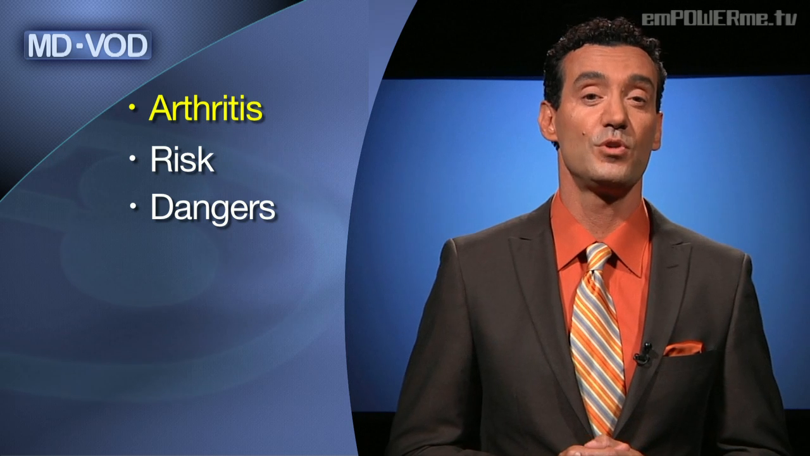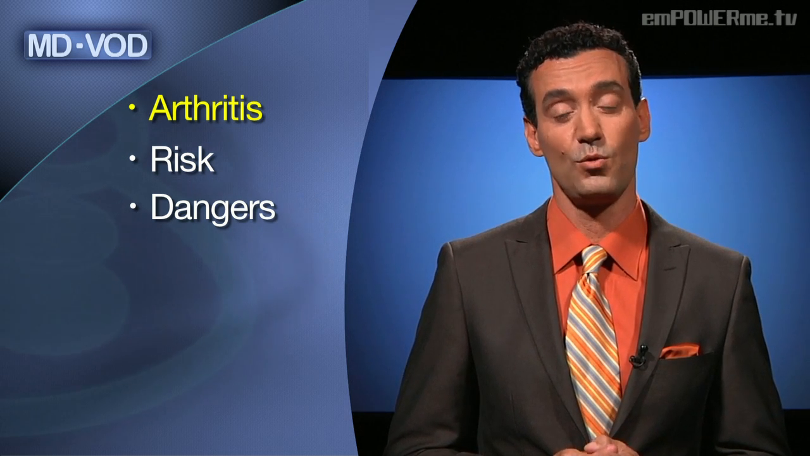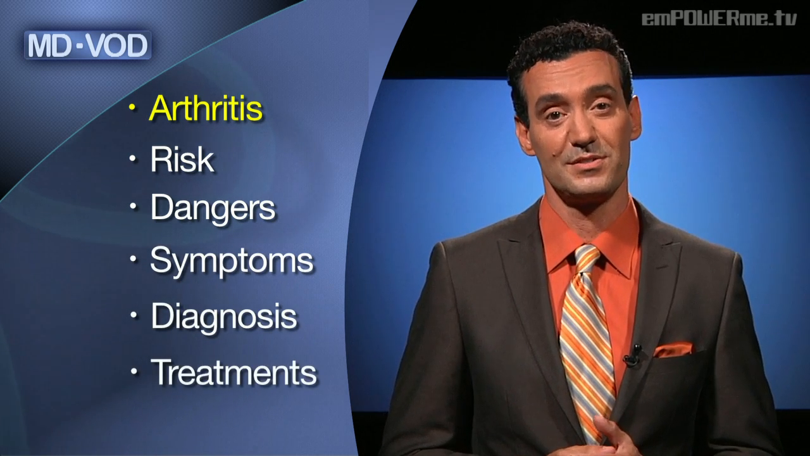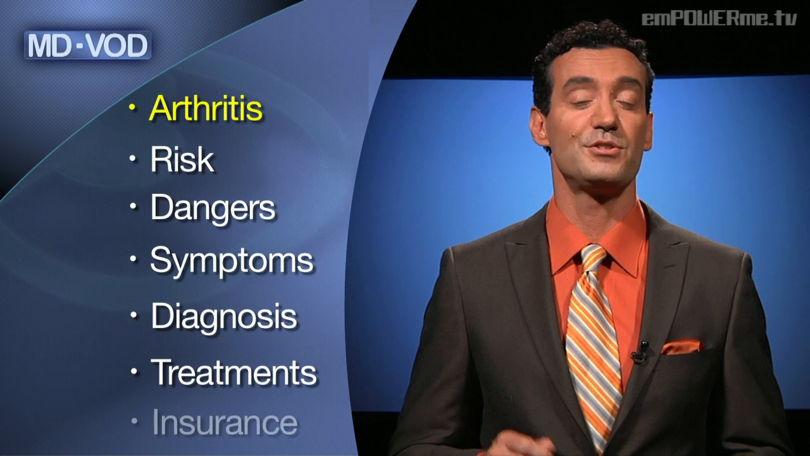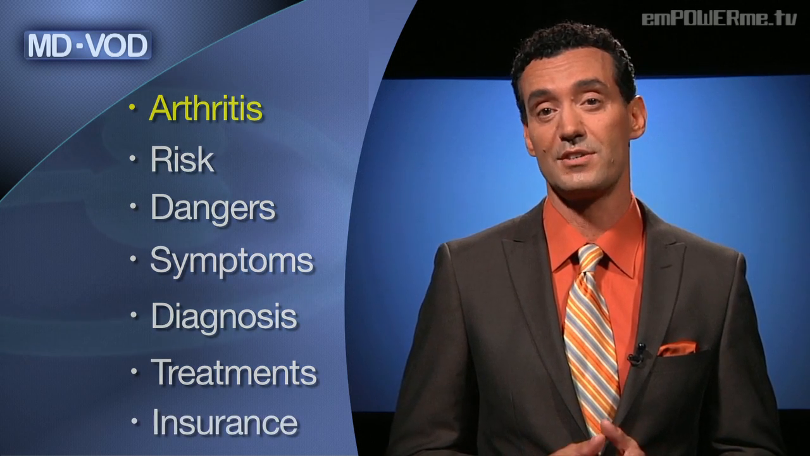The most common type of arthritis is osteoarthritis, and the second, rheumatoid arthritis. Clearly, this is a disease that affects many of us and our family members. As we do each week, we'll help you understand what arthritis is, who's at risk, and the dangers of having the disease. This week, I'll be joined by Dr. Robert Watkins, an orthopedic surgeon, who will help us understand the symptoms, how to diagnose the disease, as well as effective treatments and therapies. And finally, we'll talk about insurance providers and whether they address the costs.